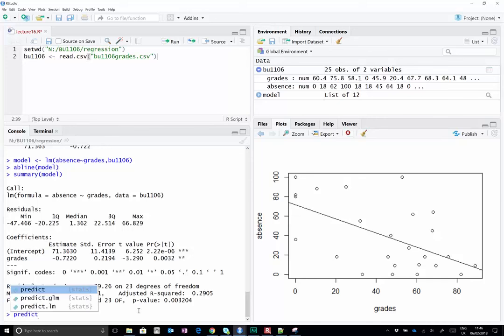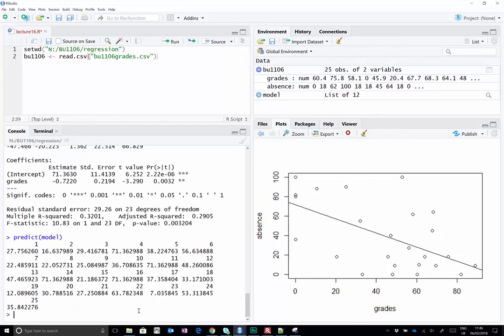There's a function called predict, and it basically gives me, did I call it model? I think I called it model. Now this is not sorted by value. I think it's probably sorted by surname. So whoever was the first student in my list, now we predict a number of 27.7 for that student. For the second student, we predict a number of 16.63.